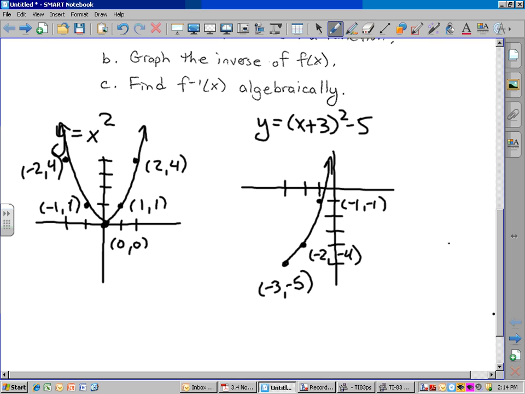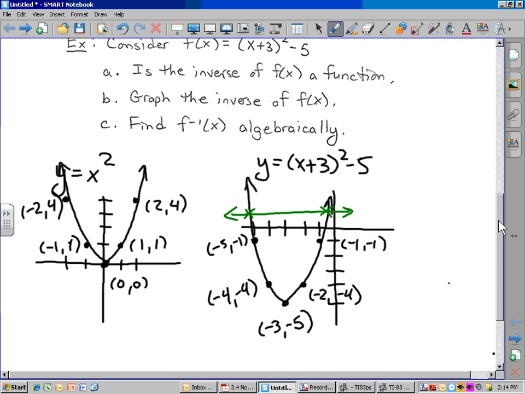(-1, 1): -1 minus 3 is -4, and 1 minus 5 is -4. So (-4, -4). And the last point, (-2, 4): -2 minus 3 is -5, and 4 minus 5 is -1. So (-5, -1). Okay, so that's the graph of y equals (x plus 3) quantity squared minus 5. Is the inverse of this function going to be a function? The answer is no. We draw a horizontal line, and that horizontal line hits it more than once. So, is the inverse of f of x a function? No.